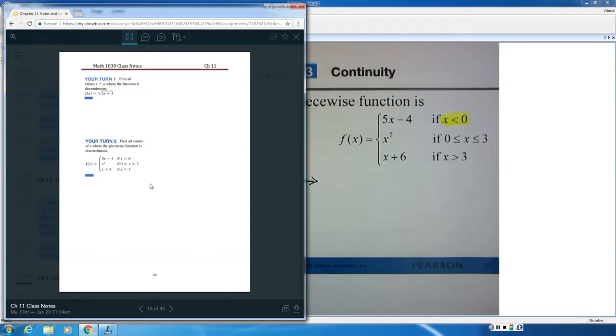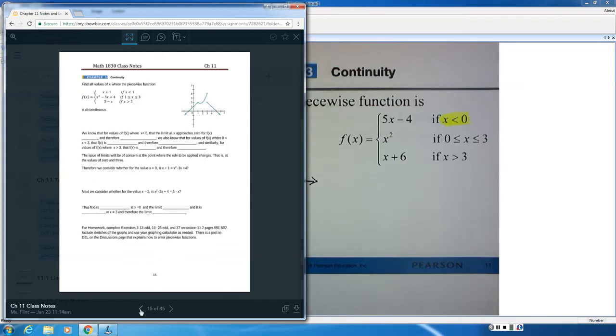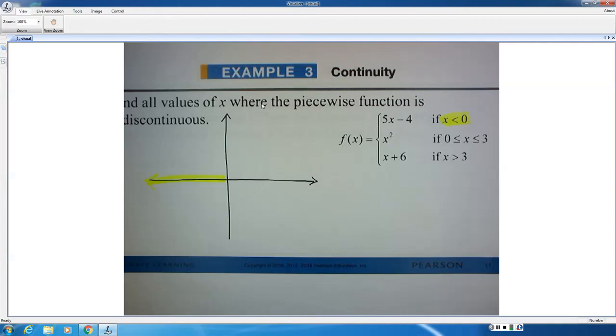Okay, this is actually your turn too, so you're getting a freebie. The one that you have as your example is different from the one that I'm doing. So pay careful attention. You get a free homework problem here.